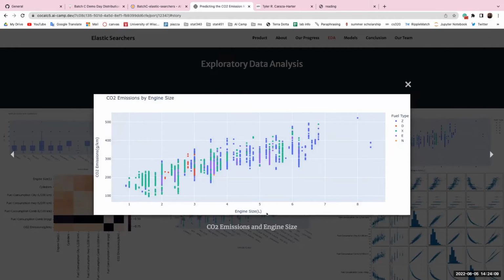So next is CO2 emissions by engine size, and you can see the x-axis is the engine size in liters, and the y-axis is CO2 emissions. And you can see that generally, the larger the engine size, the higher the CO2 emissions.